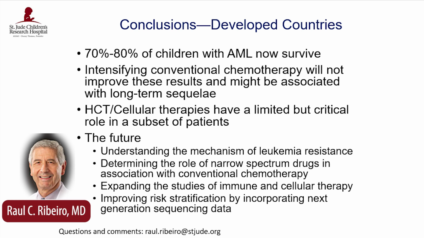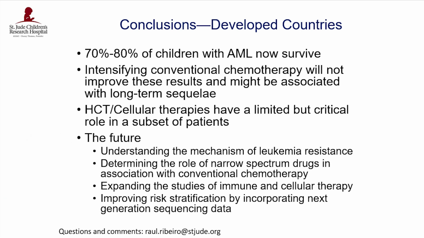Right now, hematopoietic stem cell transplant is really very important, but we have to be concerned about the number 2 there. So for the future, one, understand the mechanism of leukemia resistance. We still don't know why leukemia cells survive after a massive amount of chemotherapy. So we also have to determine the role of the new targeted drugs and how to integrate them with conventional chemotherapy.